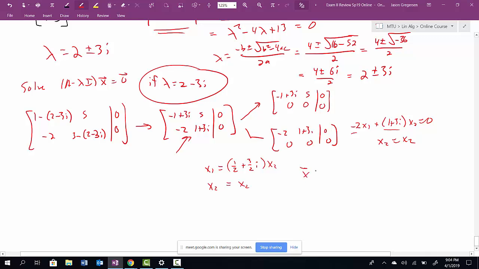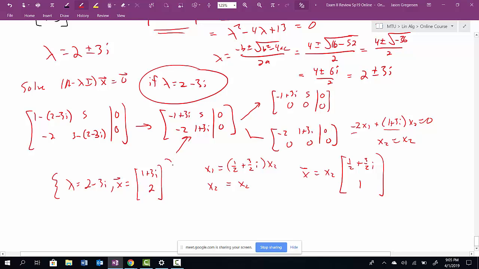I'd write my solution in parametric vector form. It's x2 times (1/2 plus 3/2 i, and 1). And that would be a perfectly good eigenvector. It's not the eigenvector I'm going to choose, but it's a perfectly good eigenvector. But any multiple of an eigenvector is also an eigenvector, and I hate fractions. So I'm going to just choose to multiply my eigenvector by 2. And then I'll get 1 plus 3i and 2.